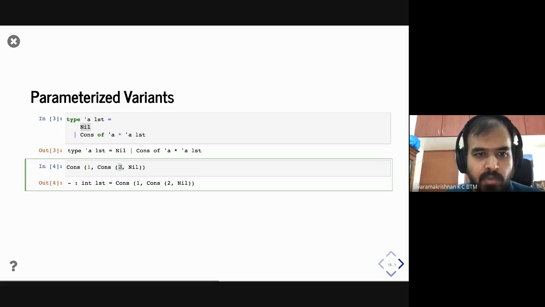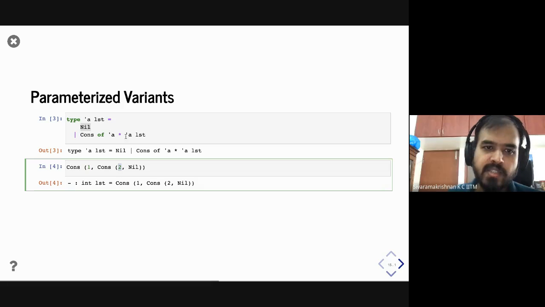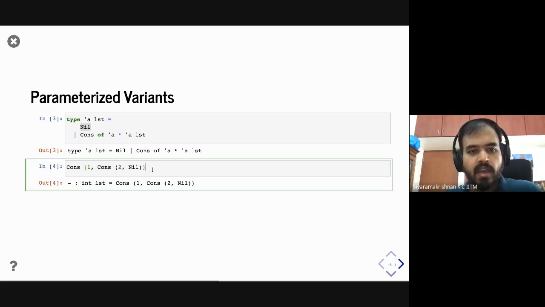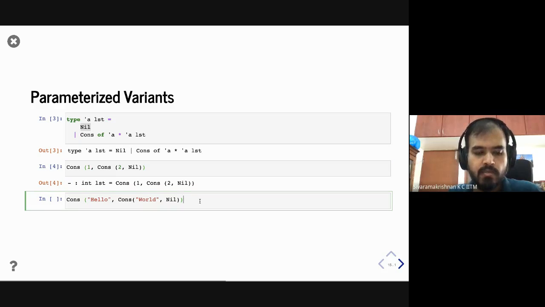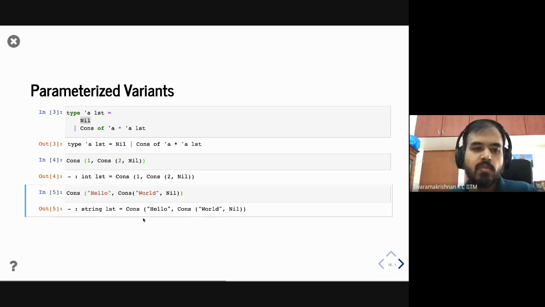And the type of this is replaced wherever alpha occurs here. So it expects that this is of type integer, and the rest of the list is also an integer list, and the whole list is going to be of type integer list. So it automatically infers that it is an integer, and similarly, you can do string here, right? Because you've used string here, it is inferring that this list is going to be a string list, right?